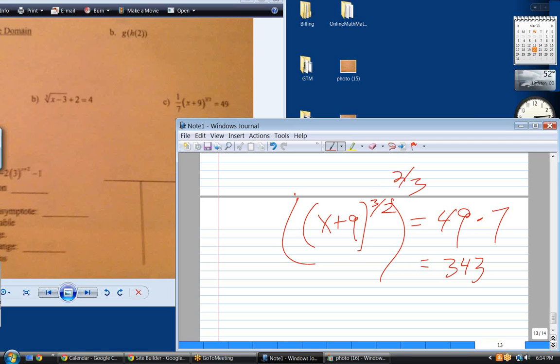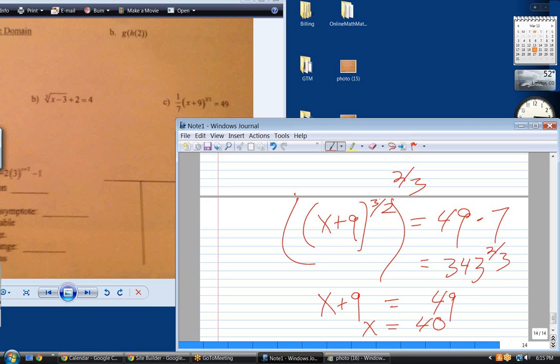The reciprocal of this. Now I get rid of the exponent, because when you take an exponent to another exponent, you multiply them, and this becomes 1. So I'm left with exactly x plus 9 on the left side of the equation, and this becomes, what's the cube root of 343? That must be 7. So it's 7 squared. So this is 49. So x is equal to 40.